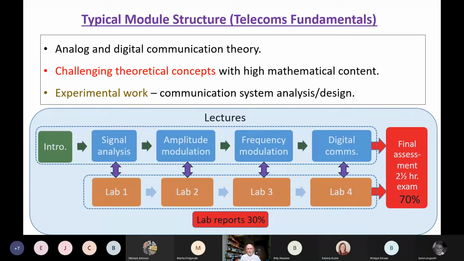So I think this is something that going forward, if things are going to become more online in terms of assessments and so on, the whole problem with plagiarism and copying is going to have to be faced up to. In any case, there's the typical module structure.